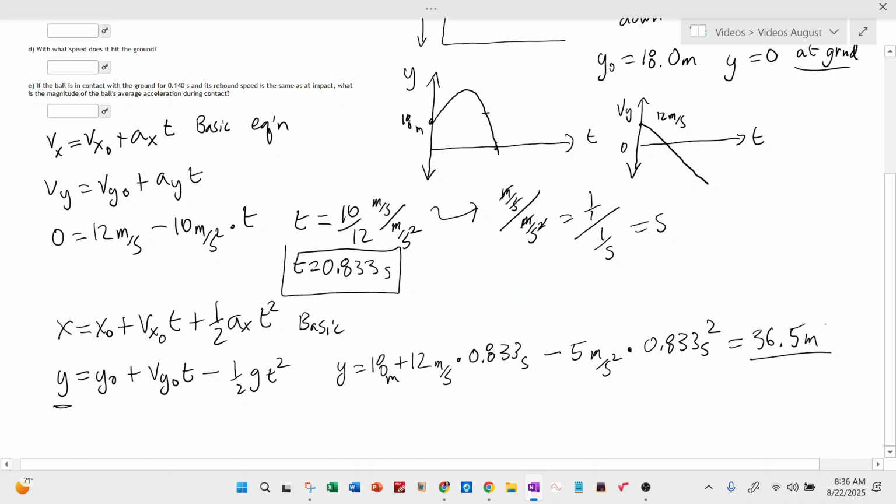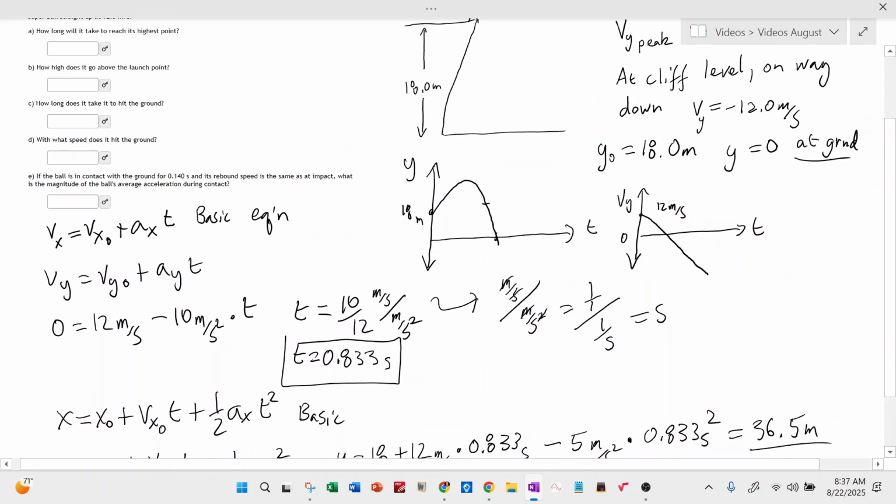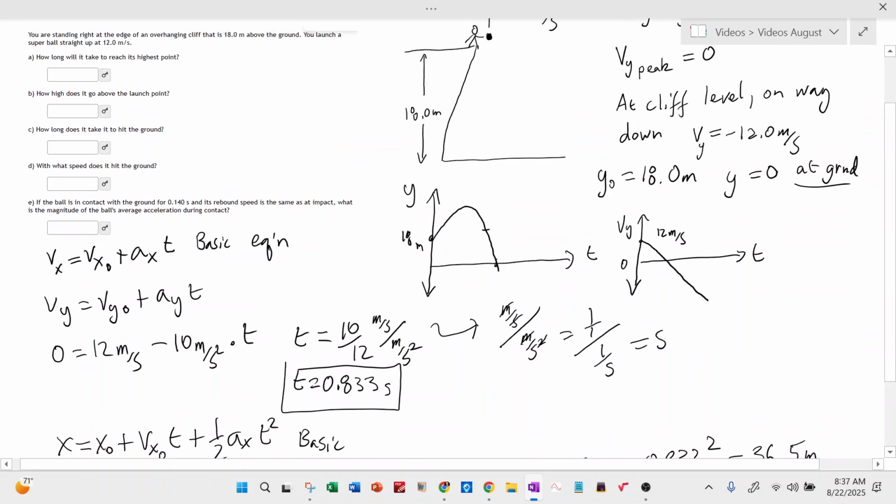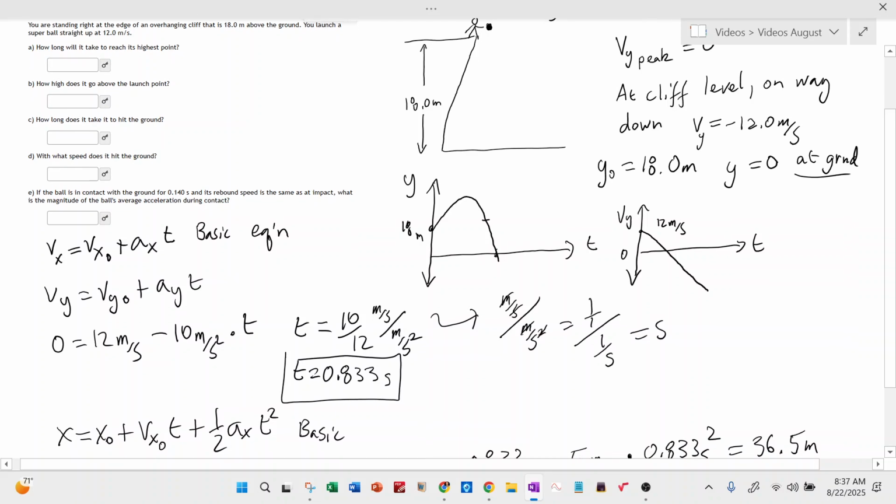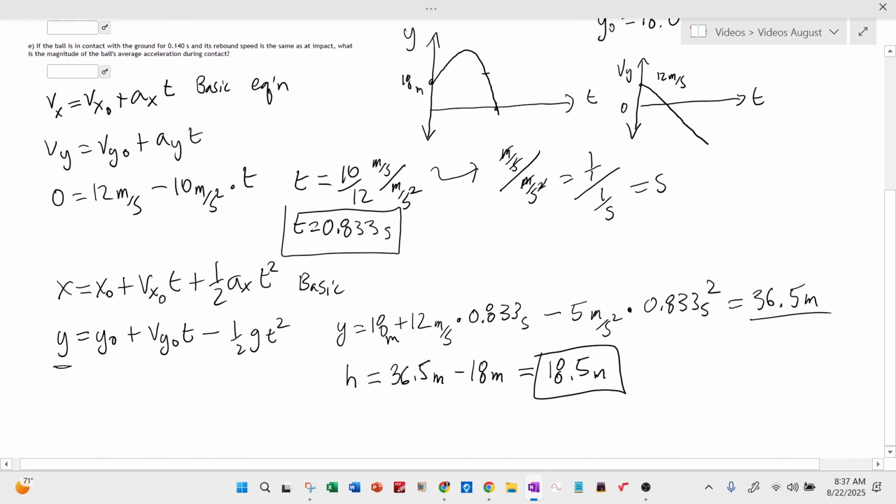And I'm just going to subtract. So h above, I'm going to call this a different variable because it's not the y position. It's the height above the launch point. I'm going to call it h, and that'll be 36.5 meters minus 18 meters, the initial position. So that'll be 18.5 meters. That should be correct. Let's see, what else have we got? How long does it take to hit the ground? Okay, so how do we want to solve how long does it take to hit the ground?